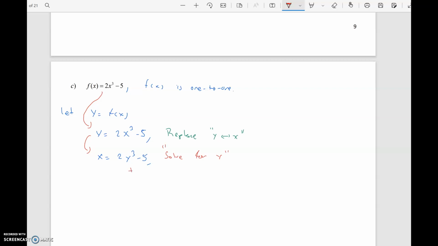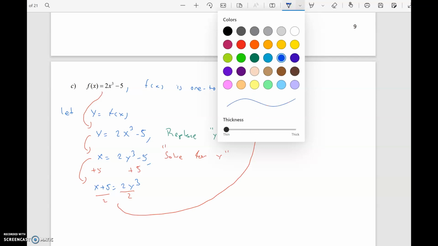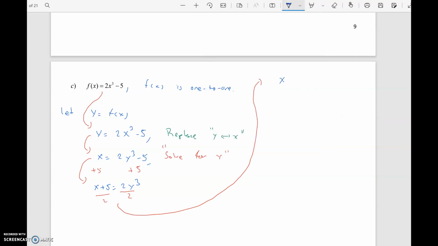Okay, so let me add the 5 and add the 5. So this is going to give us x plus 5 is equal to 2y to the 3rd. And then we'll divide by 2, divided by 2. So we end up with x plus 5 divided by 2 is equal to y to the 3rd.